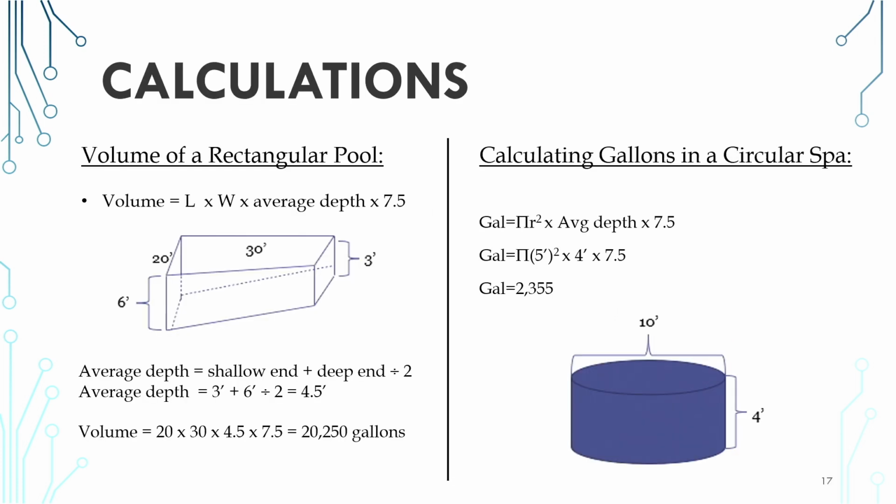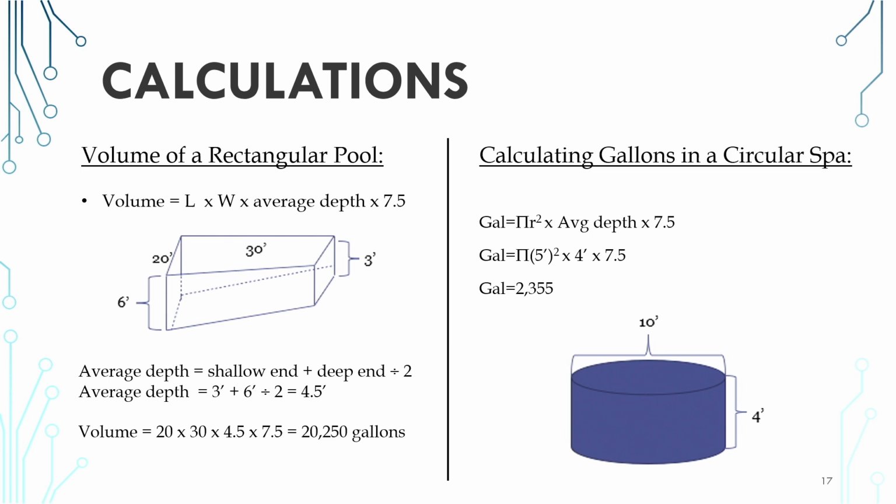On this slide, we have examples for calculating the gallons of a pool using that same equation. In order to calculate the average depth of the pool, you can add the shallowest end plus the deepest end and divide by 2, giving you an average depth. So if you have a shallow end at 3 feet and a deep end at 6 feet, you can add them together to get 9 and divide by 2 and have an average depth of 4.5.